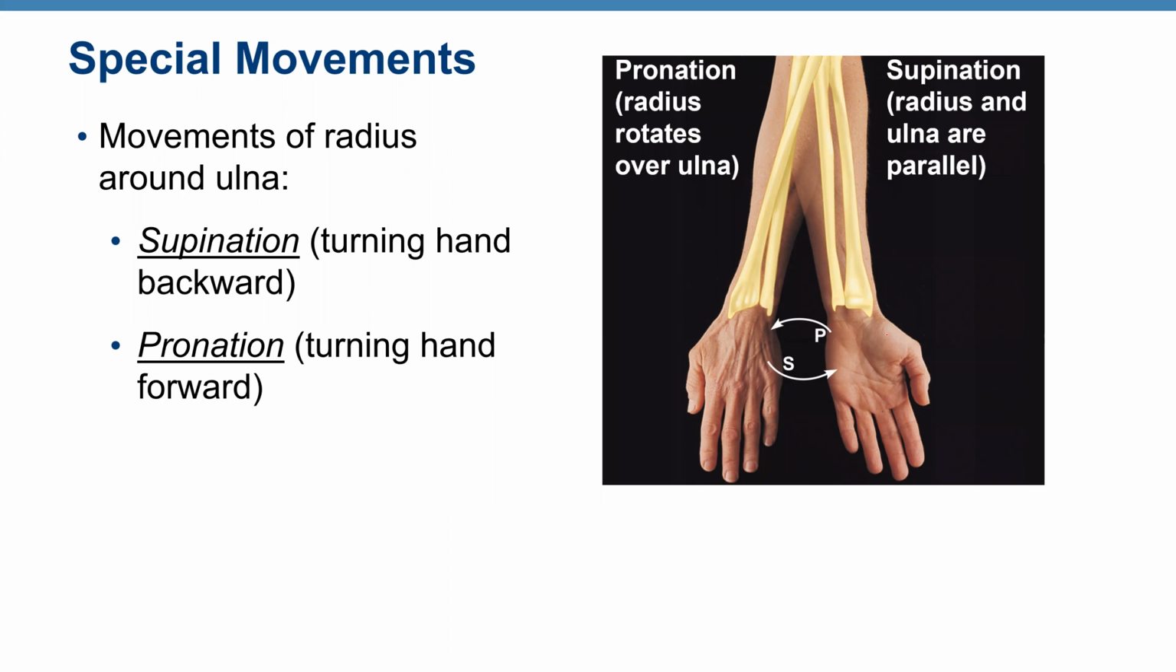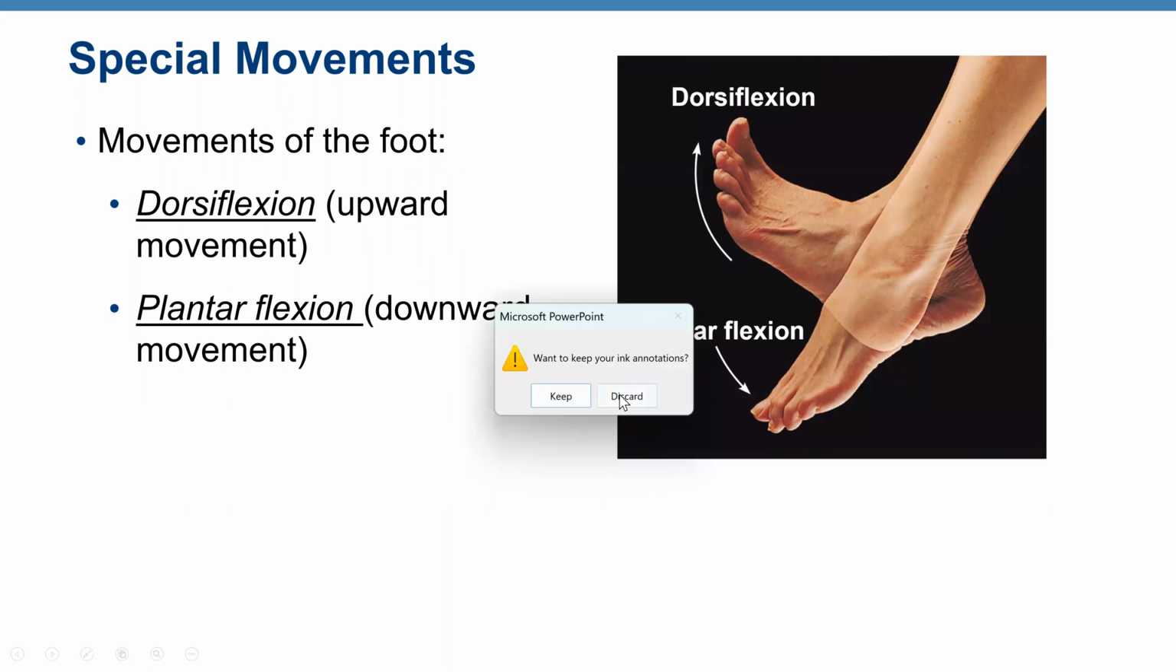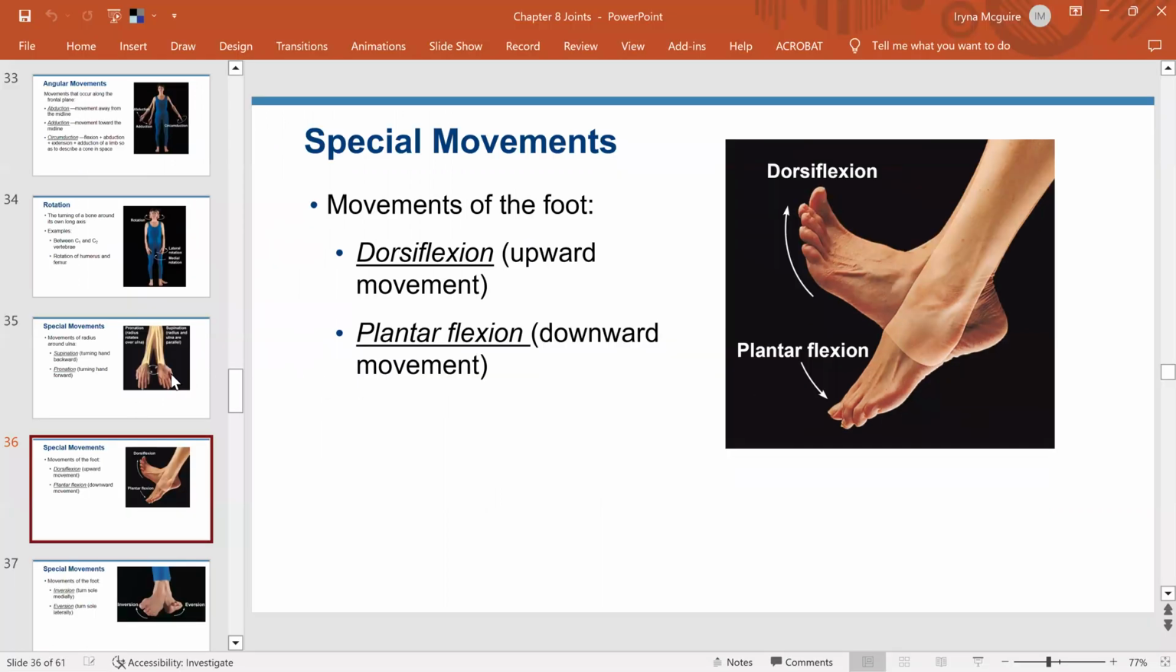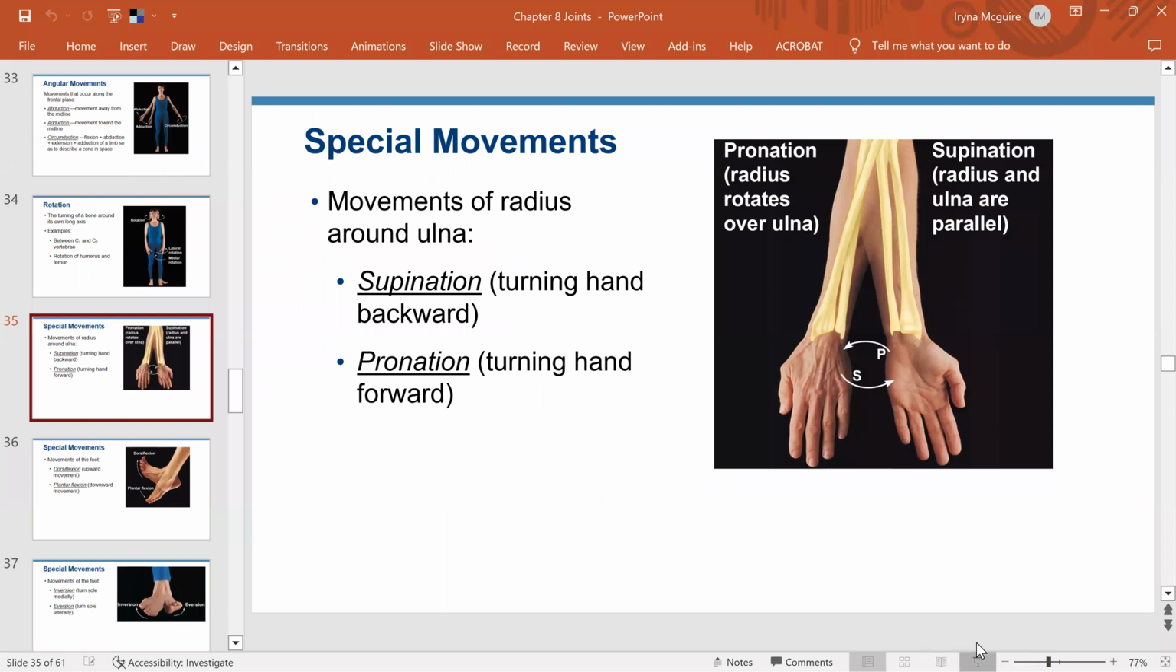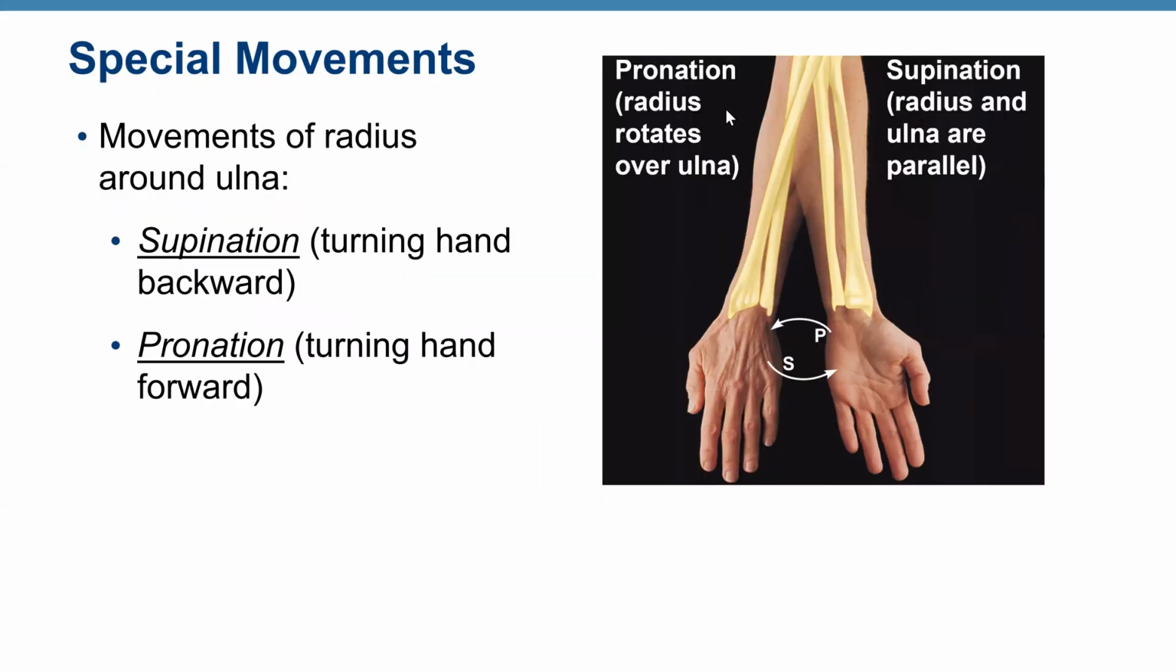So supination is when you, excuse me, let me go back, right there. So supination will be this position where you see the palm, like you have soup in your palm, and this is pronation, turning hand forwards, right? So that's supination, and this is pronation. So that's a special movement, only radius and ulna.